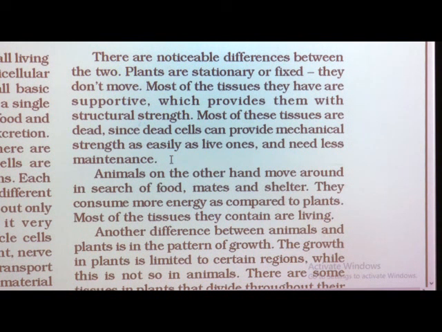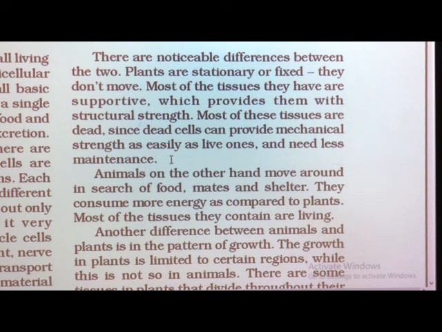Okay, so what we have seen: plants are stationary, means they cannot move. Second one is mostly the tissues of the plant are supportive, means they support them by providing structural strength. The third one, most of the tissues in plants are dead and they give mechanical strength to the plants, and dead cells require less maintenance.